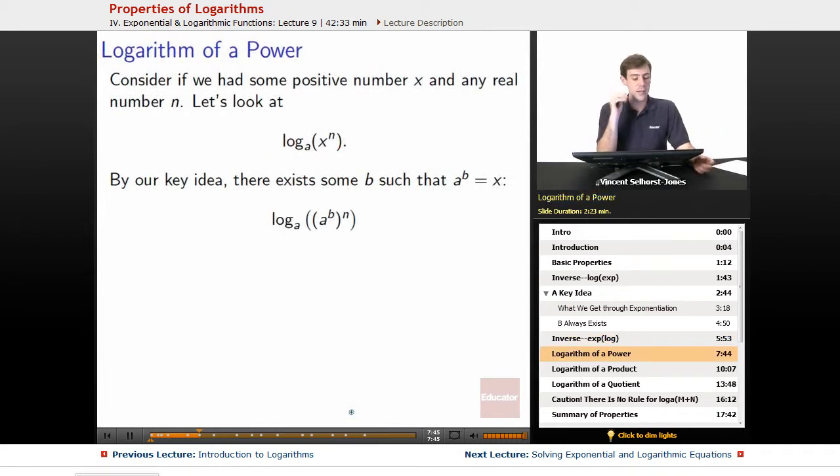All right, let's move on to something else. Logarithm of a power. Consider if we had some positive number x and any real number n. Then what if we raised x to the n and took its log?